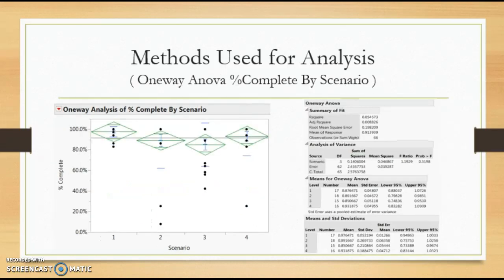Similarly, this is a one-way ANOVA for the percent to complete by each scenario. So the scenarios down here are the same, but this is the percent that they completed of the task correctly. Here you can see that there's a little bit more difference, especially in scenario 3. But once again, there's not enough significance to reject our null hypothesis.